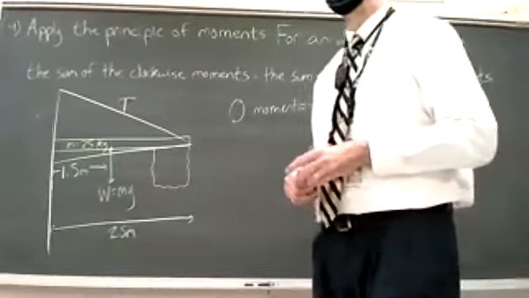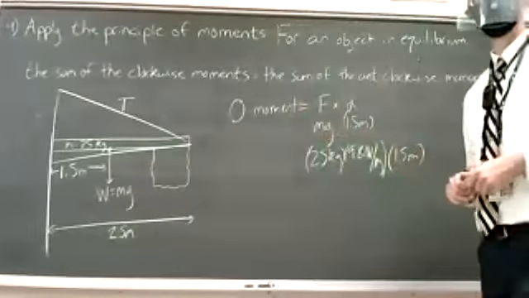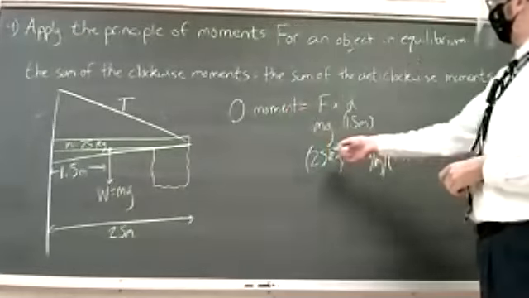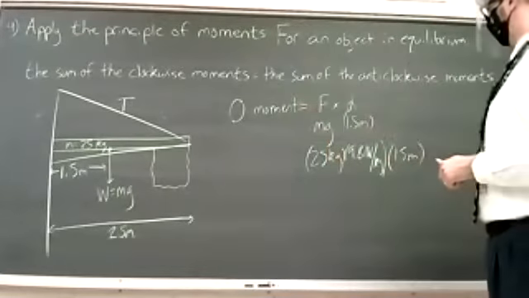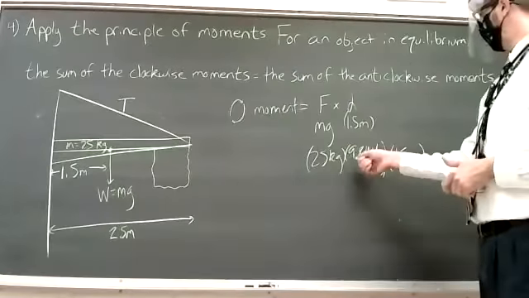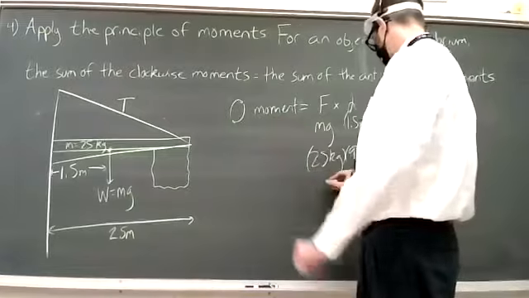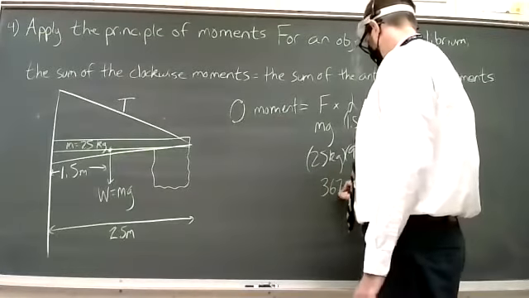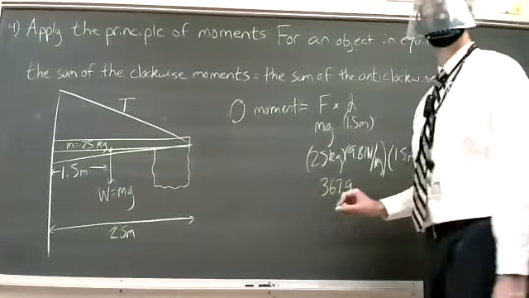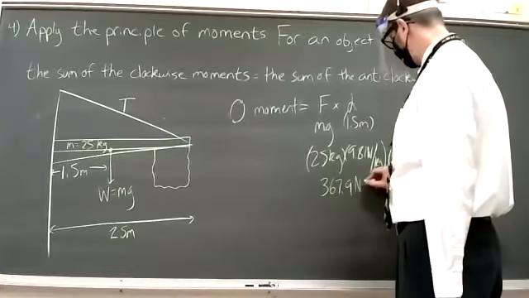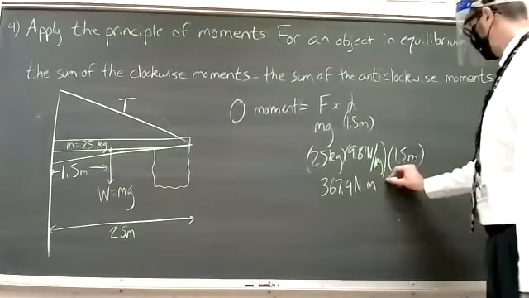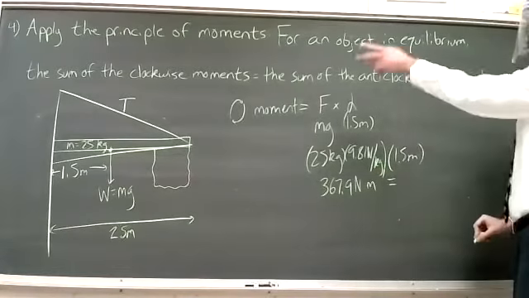170 something, maybe? I don't know. I have no idea. What is the clockwise moment from the weight? 25 times 9.81 times 1.5. 367.9. Yeah, I was way off. Say it again. 367.9. Anybody else getting that? Good. Newton meters, right? Now we're going to set it equal to the anti-clockwise moments.